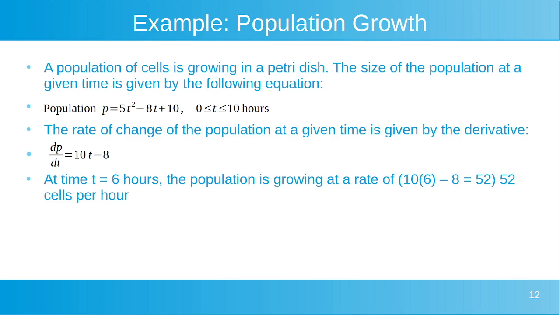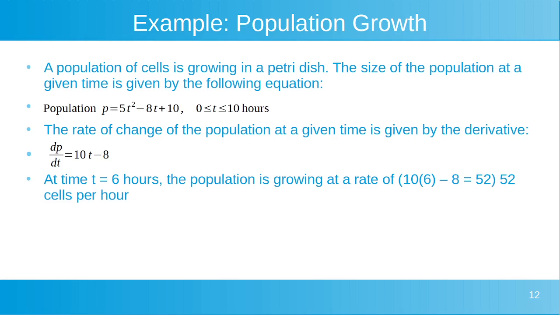Because looking at our first function, the derivative of 5t squared, using our power rule, is 10t. The derivative of minus 8t is equal to minus 8. And the derivative of plus 10, remembering our constant rule, is equal to 0. So our derivative works out to be 10t minus 8. With our derivative, we've got a new function that's describing the rate of change of the population at any given time between 0 and 10 hours.